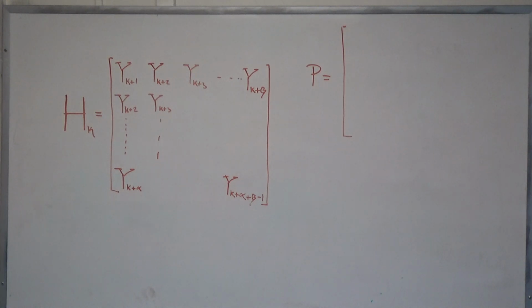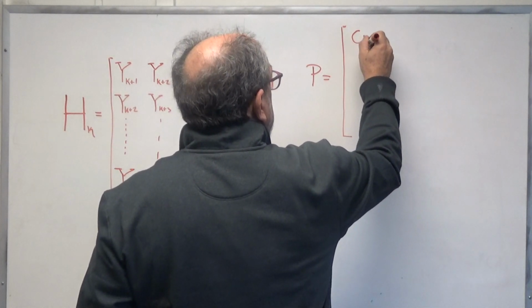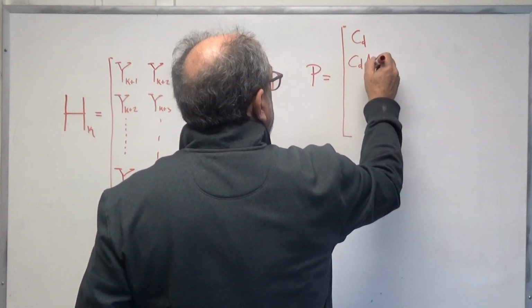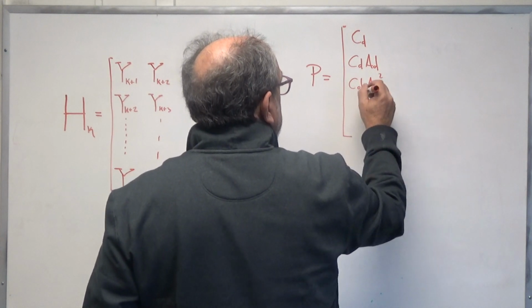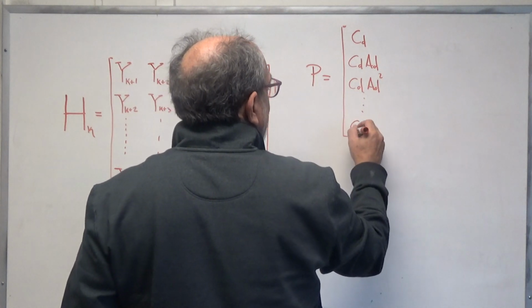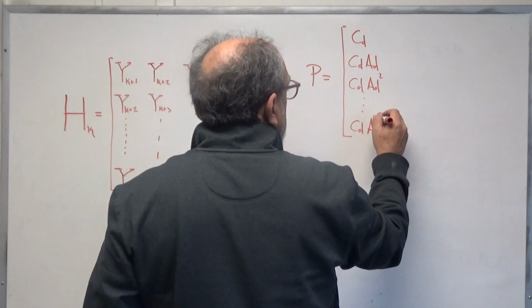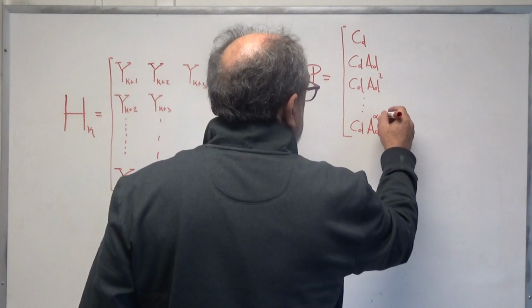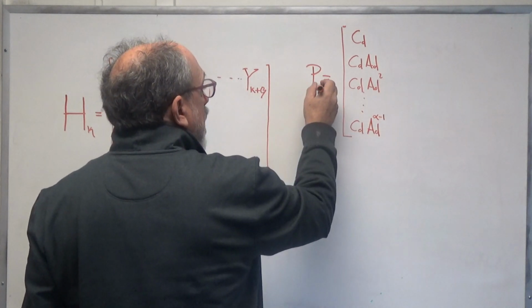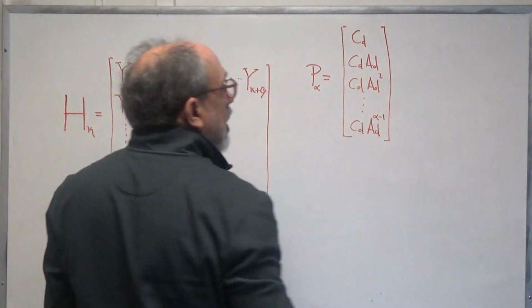If we take the observability block, you will remember that it is given by the matrix CD, CD AD, CD AD squared, etc. And if the last one is CD AD to the alpha minus 1, we would call this the observability block P alpha. Okay?